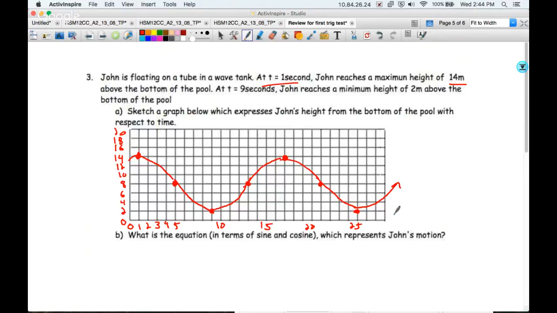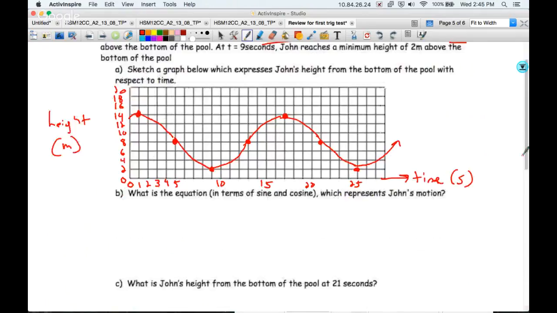Maybe we need some labels, like this is time in seconds, and this is height in meters. Okay, what is the equation of this line?